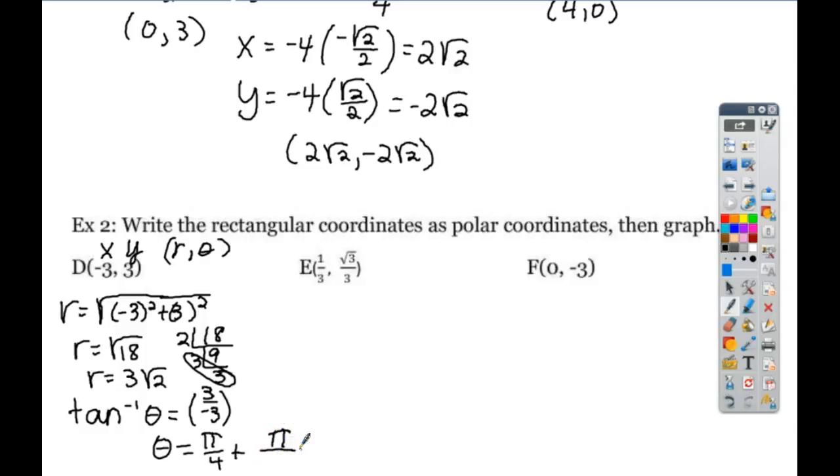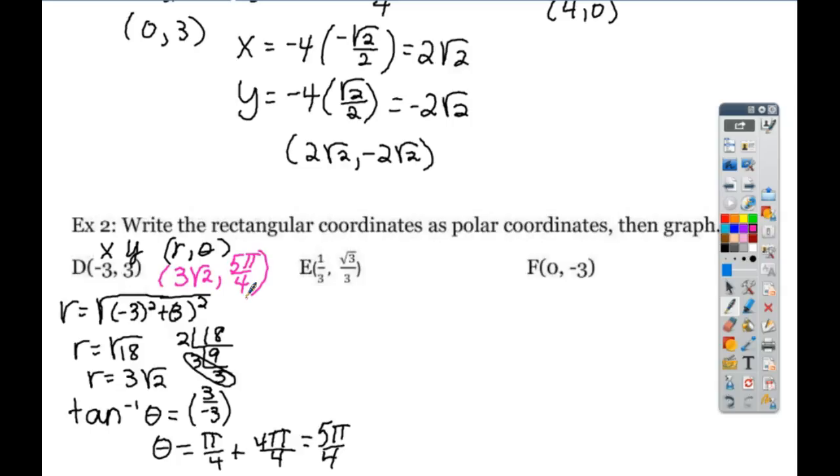So if this is pi, how do I add that? I make it 4 pi over 4, and when I add them together, I have 5 pi over 4. So my r was 3 square roots of 2, and my theta is 5 pi over 4. And that's the answer. It's really not a lot of work.